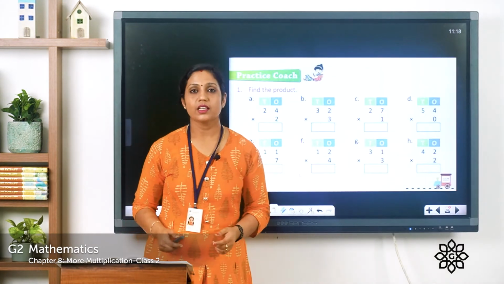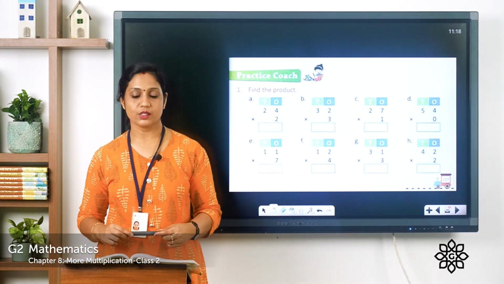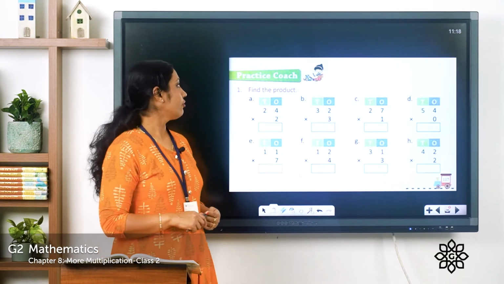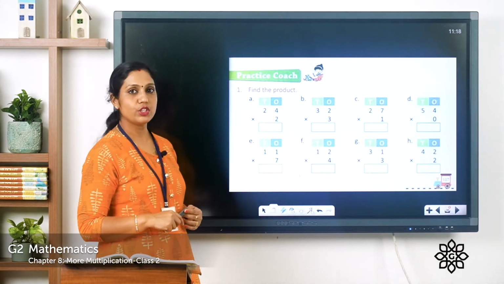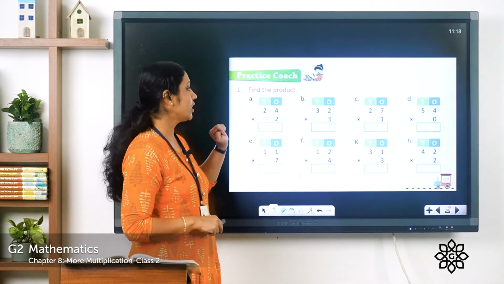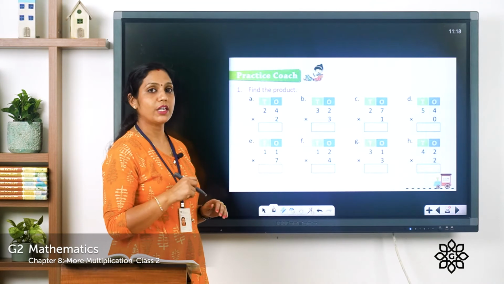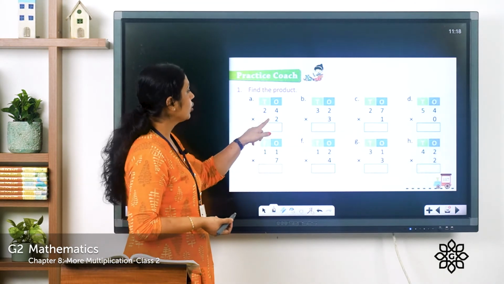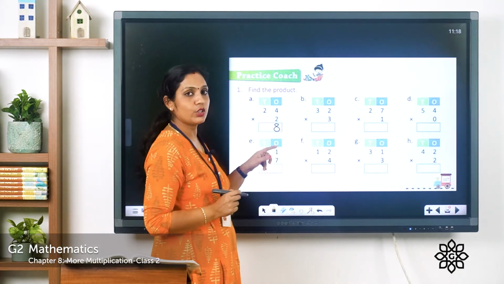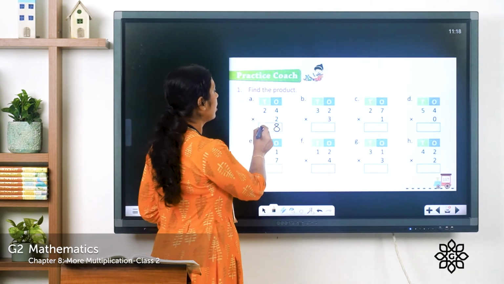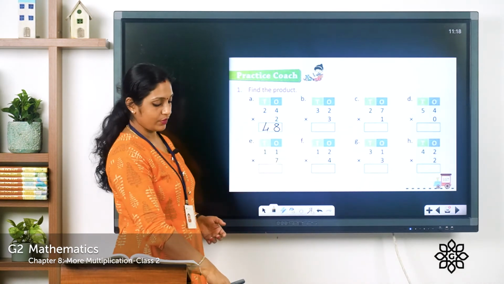So in your text, page number 117, you have the practice coach. Let's do it. Find the product. The first one is 24 into 2. Here it is a 2-digit number by a 1-digit number. So first we have to multiply with the ones place. 2 4s are 8. And then we'll move on to the tens place. 2 2s are 4. So likewise you can complete this exercise.